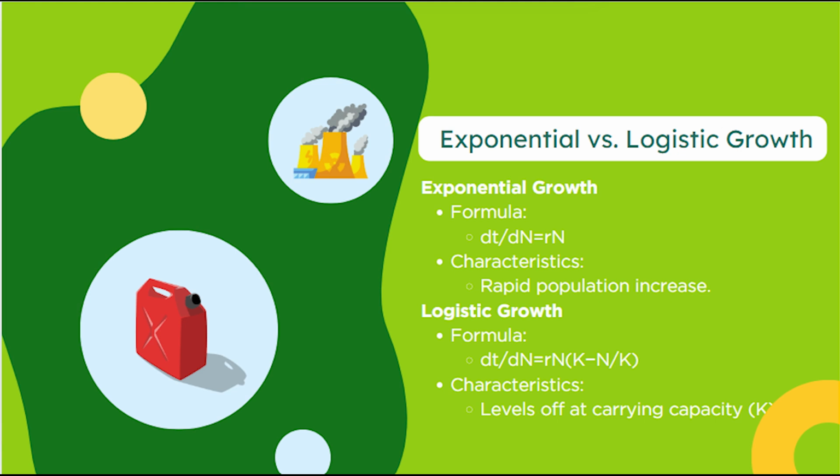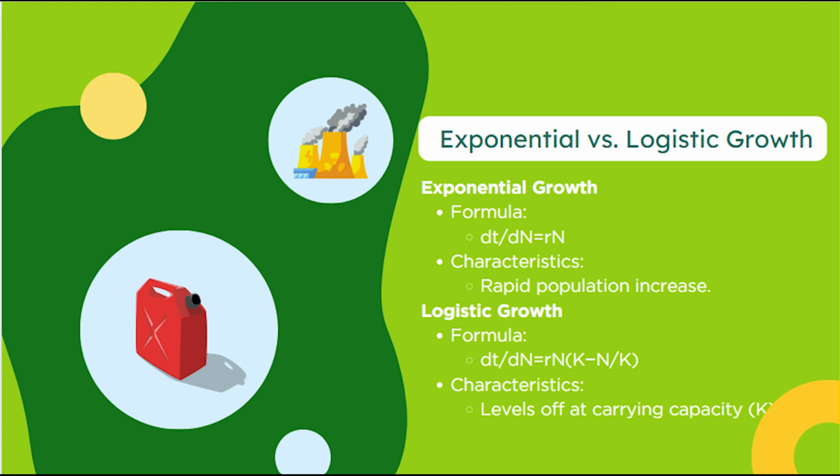The other one is logistic growth. The rate of population growth equals rN multiplied by a factor that slows growth as the population size approaches the carrying capacity K. So when we see the formula, capital K refers to the carrying capacity, or the maximum number of individuals the environment can support, and in the bracket we have 1 minus N over K, which refers to a limiting factor that reduces growth as N approaches K.